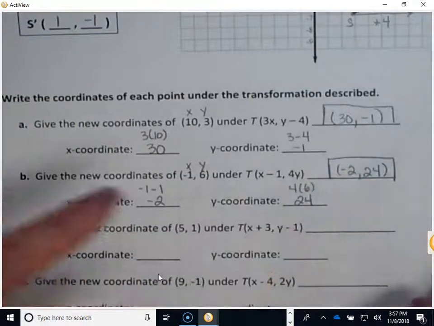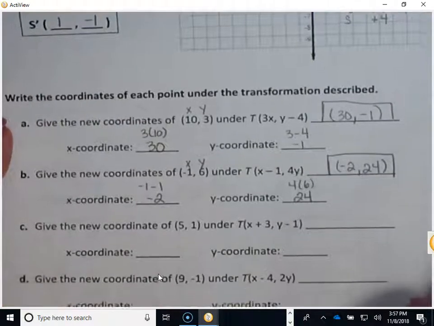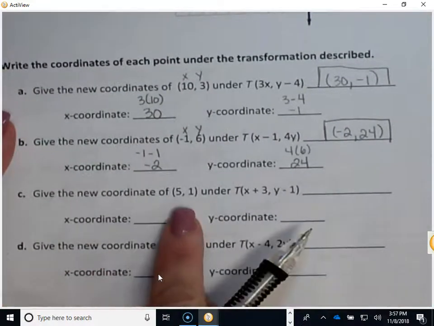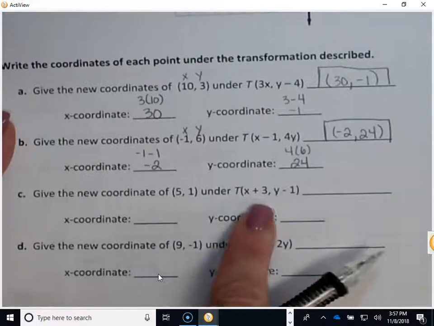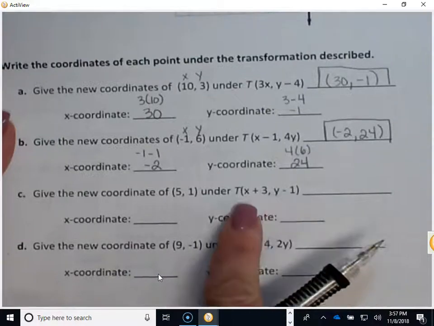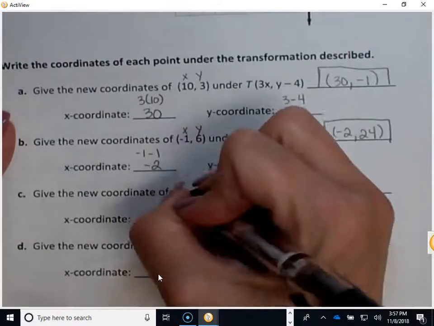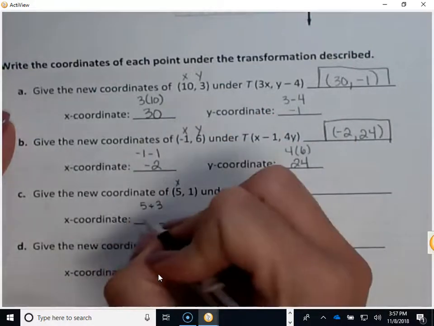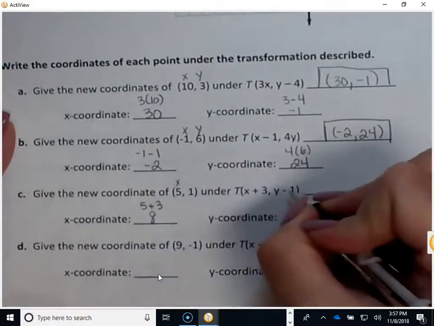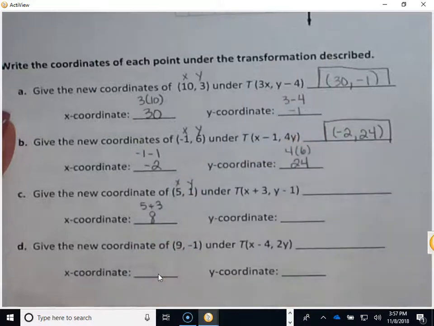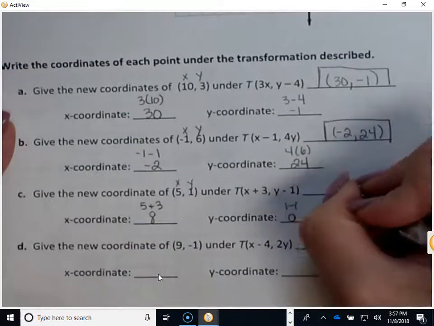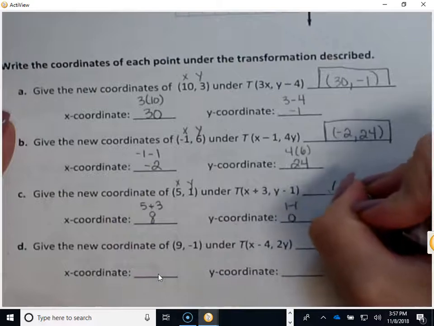Part C, give the new coordinate of 5, 1 under the transformation of x plus 3, y minus 1. So that means we add 3 to whatever our x is. Well, our x is 5. So 5 plus 3, and that gives me 8. And then y minus 1, my y is 1, so 1 minus 1 gives me 0. So our ordered pair for our new coordinate is 8, 0.